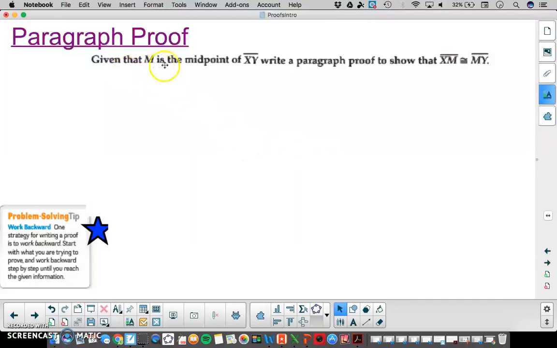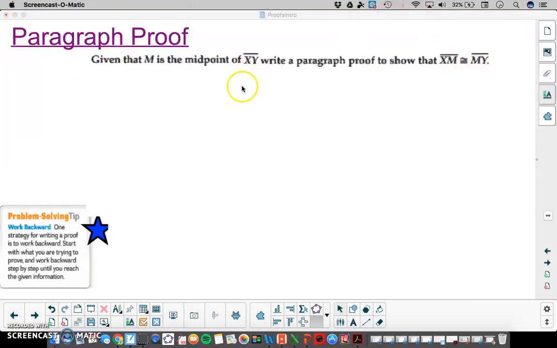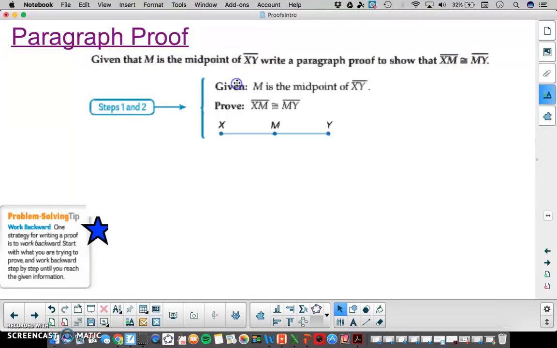So given that M is the midpoint of segment XY, we're going to write a paragraph proof to show that segment XM is congruent to segment MY. So we have our given information and what we're trying to show, and those are our step 1 and 2, is to write down what we're given to illustrate a picture and what we're trying to prove. So those are our steps 1 and 2 here.